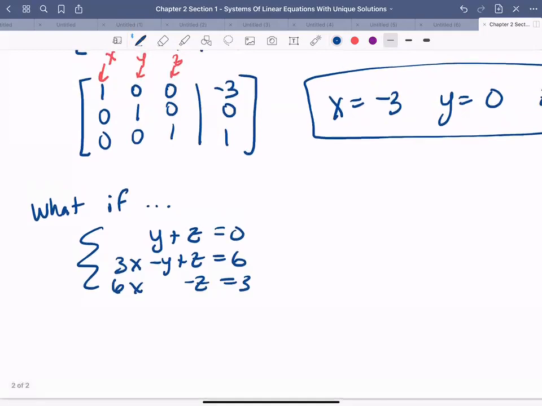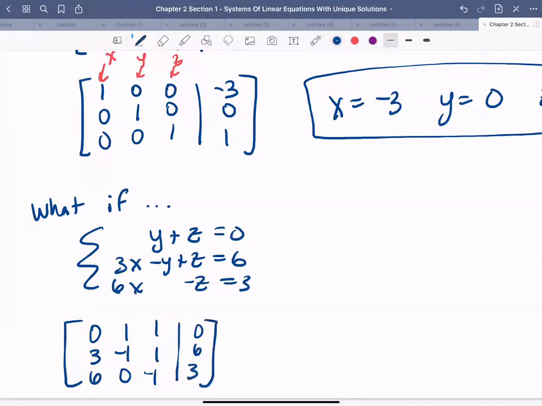So let's go ahead and put this in an array. So let's write this in a matrix. Our matrix shows 0, 3, and 6, 1, -1, 0, 1, 1, -1, and then 0, 6, and 3. Now, if we go to do this, we try to get a leading coefficient of 1. So how in the world can we get a leading coefficient of 1 when all we can do is multiply or add to something else?